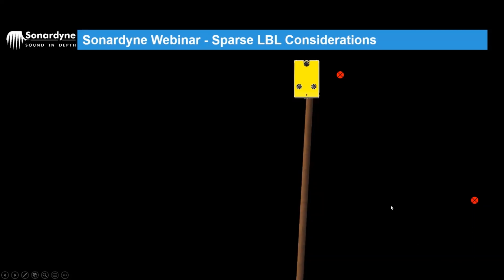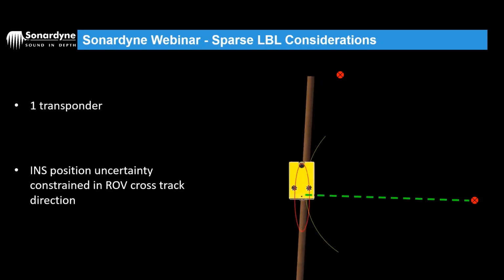transponder. Okay, so we're going to navigate down here, and we're going to collect a range into our INS from one range from the side, or from the cross-track direction. And what you can see in the picture is that the range is constraining the error ellipse in the direction of the range. Okay, so the error ellipse elongates in this direction because this is forward aft, this is cross track. Okay, so the range is constraining the cross track error.